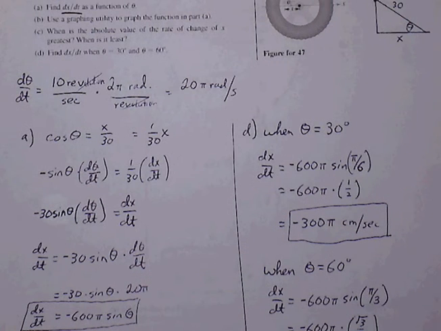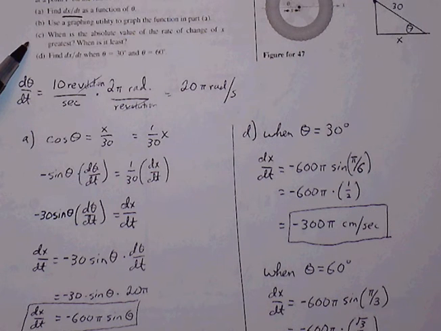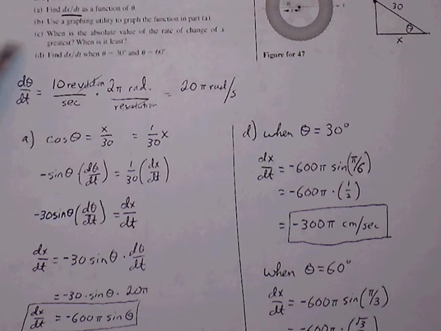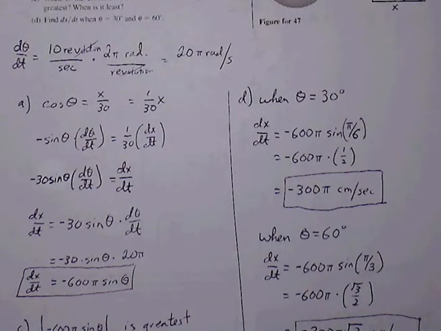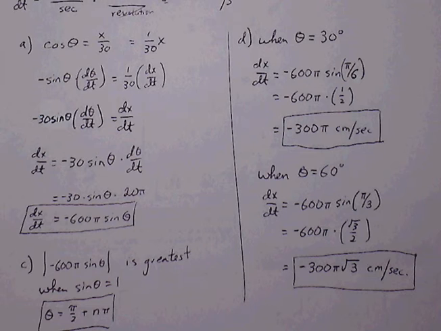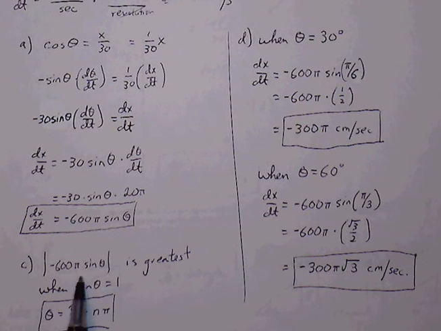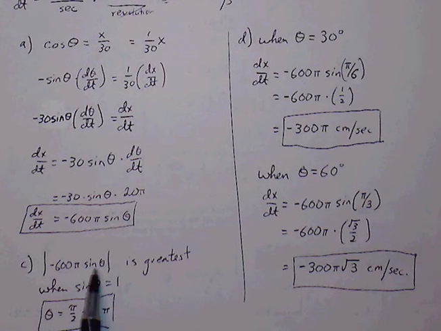Okay, part B, we're going to skip the graphing portion. So part C, when is the absolute value of the rate of change greatest, and when is it least? So the absolute value of dx/dt, negative 600 pi sine of theta. If you think about the sine function, it's always going to oscillate between negative 1 and 1.